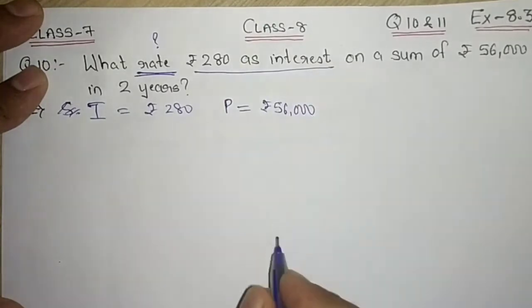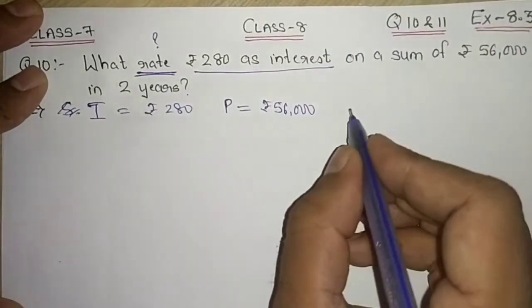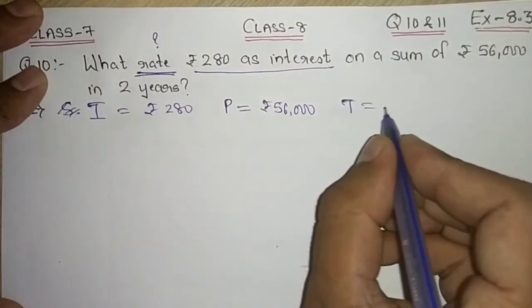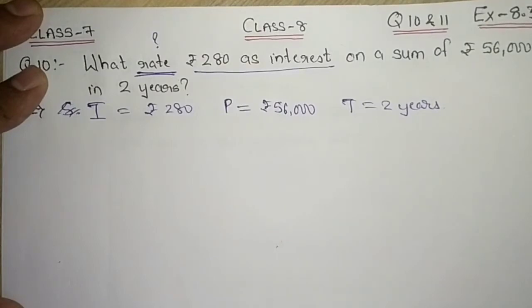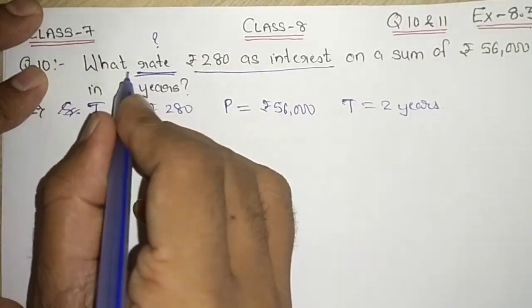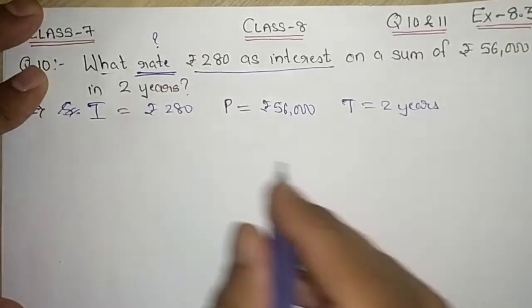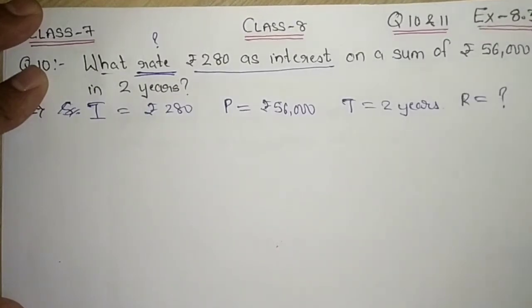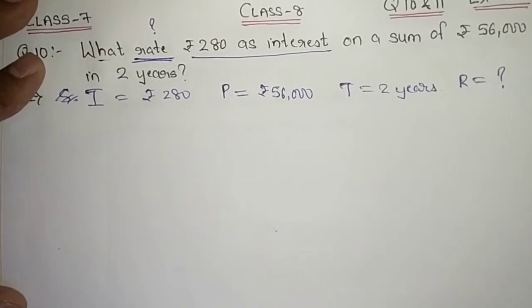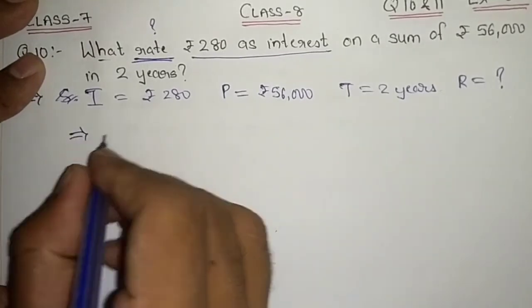56,000 in 2 years. That is, time period is equal to 2 years. So what do they want us to do? To find the rate of interest. So let it be R. R we are supposed to find. So we will write like this.